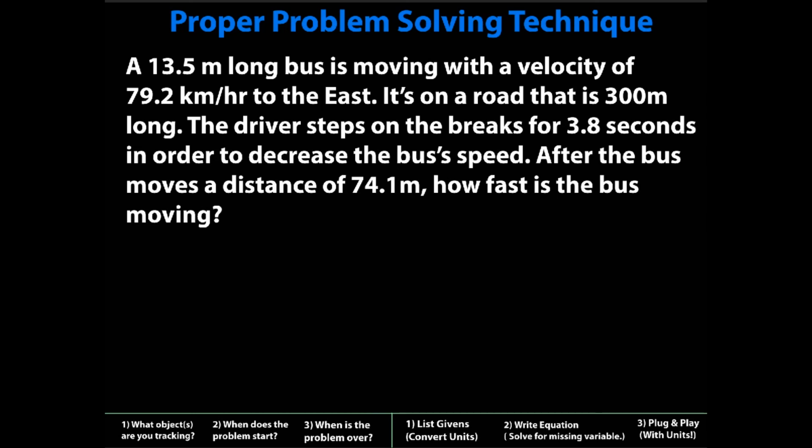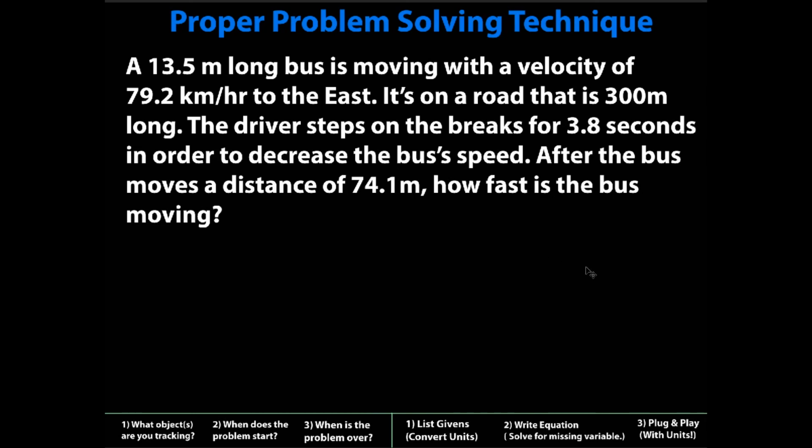So let's do our general list very quickly. First, what objects are we tracking here? Well, we are tracking the bus because they want to know how fast is the bus moving after a certain distance or time. 2, exactly when does the problem start? The problem starts when the driver steps on the brakes. That's the start of this problem. It is not 10 minutes before that.